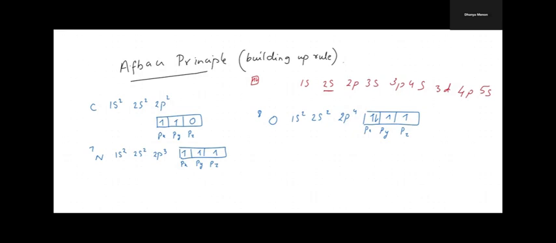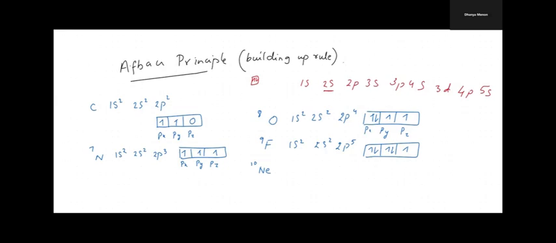Similarly, in case of maybe fluorine, 1s2, 2s2, 2p5. Here again, 1, 2, 3. First they are all singly filled, and then they start to pair up. Then neon. Neon is 10.